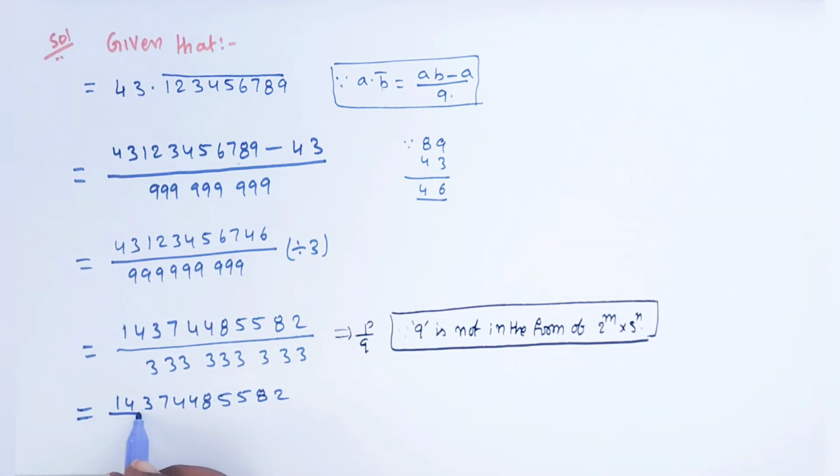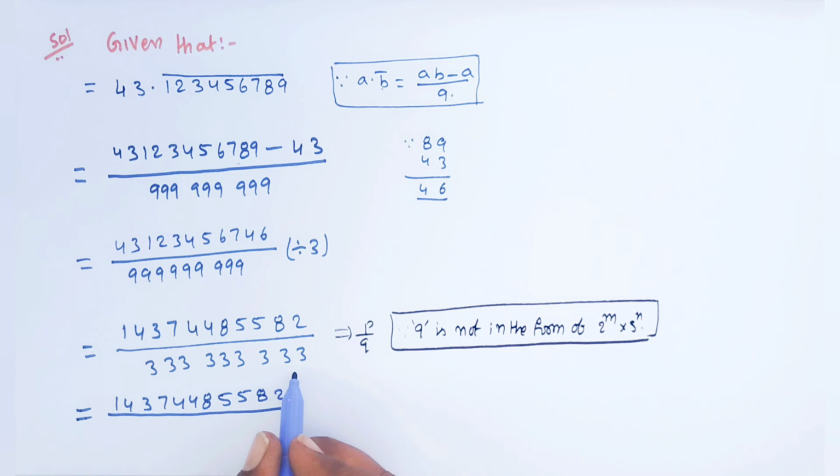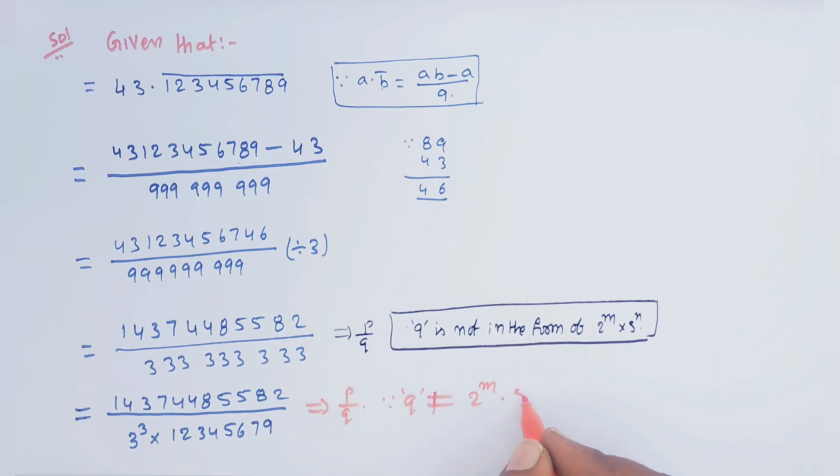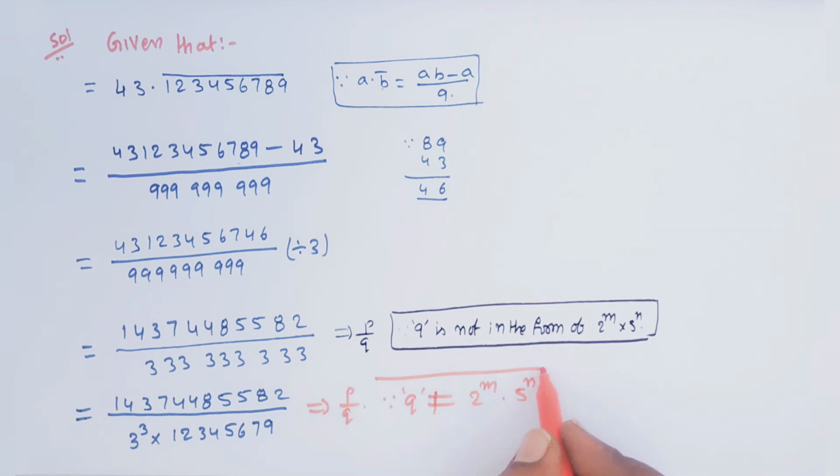1437448558 by this denominator can be expressed in prime factorization as 3 power 3 into 1234567 9. Clearly here also, in p by q, the q value is not in the form of 2 power m into 5 power n.